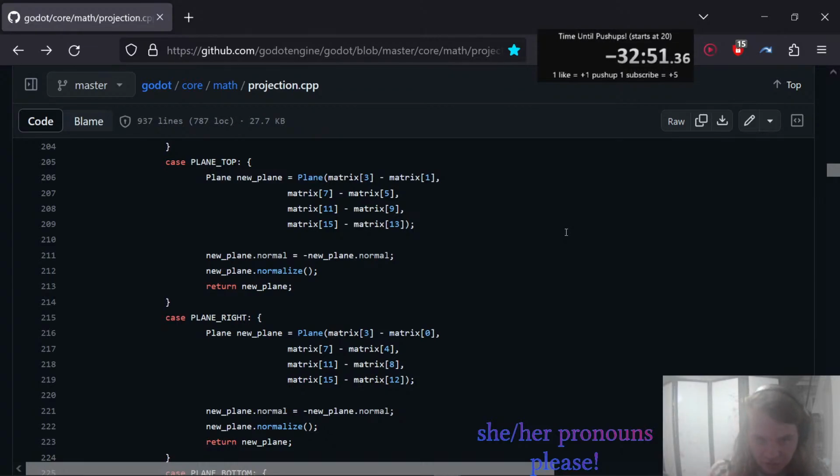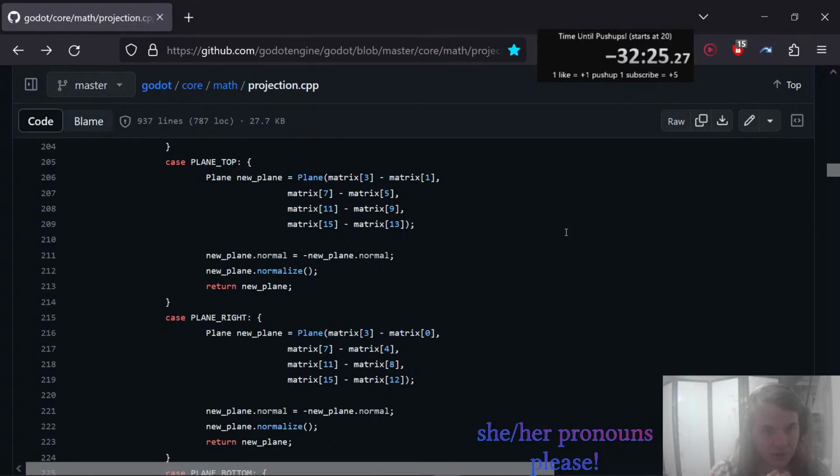I mean, matrix of seven makes sense. But the underscores, I don't know. Let's try it. Okay, so case plane top colon left brace, plane new plane equals plane left paren matrix of 3 minus matrix of 1 comma matrix of 7 minus matrix of 5 comma. Okay, that is better.